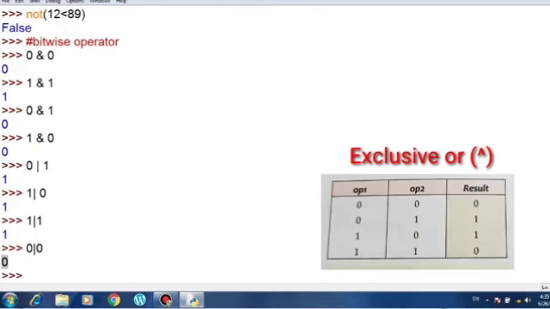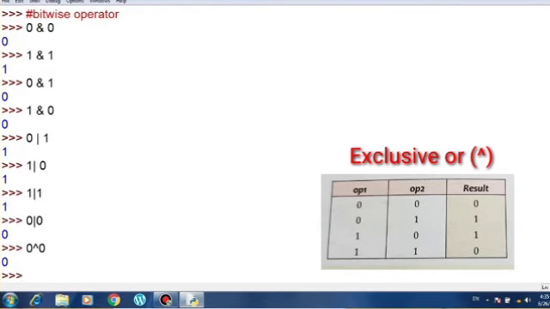Exclusive OR returns the answer true when any one of the operands has the value true. It will give you the answer false when both the operands are 0, or both the operands are false, or both the operands are true. It means 0 exclusive 0 will give you the answer 0, which is false.